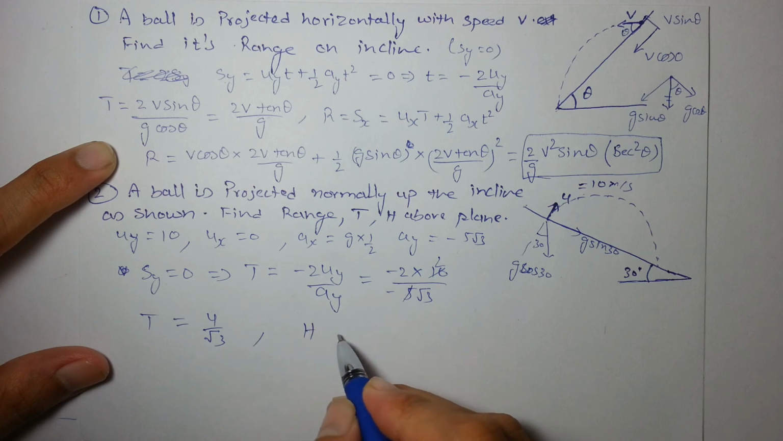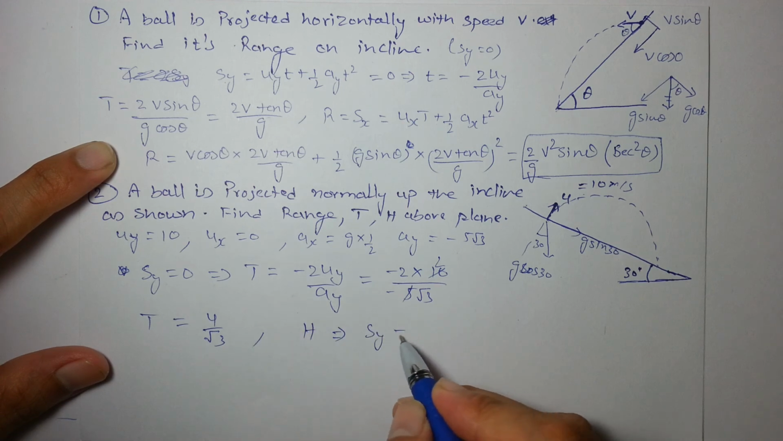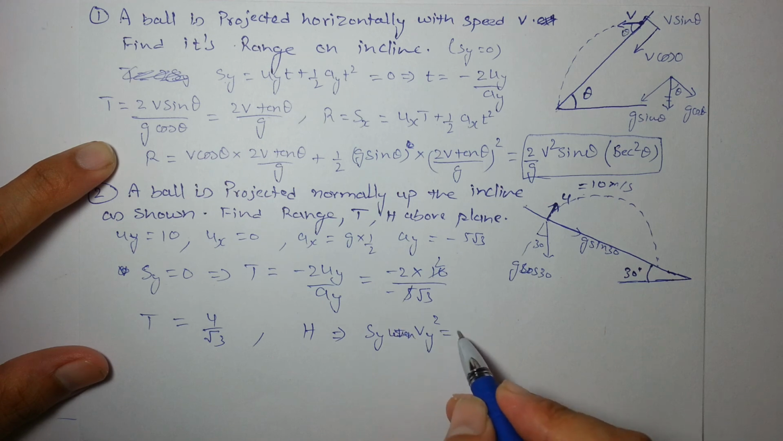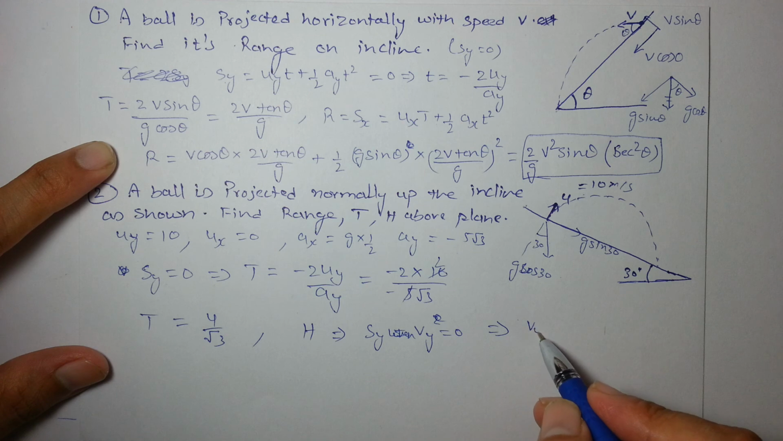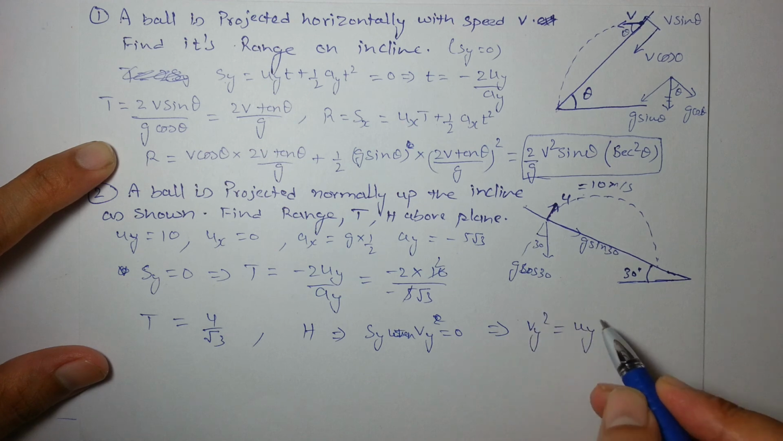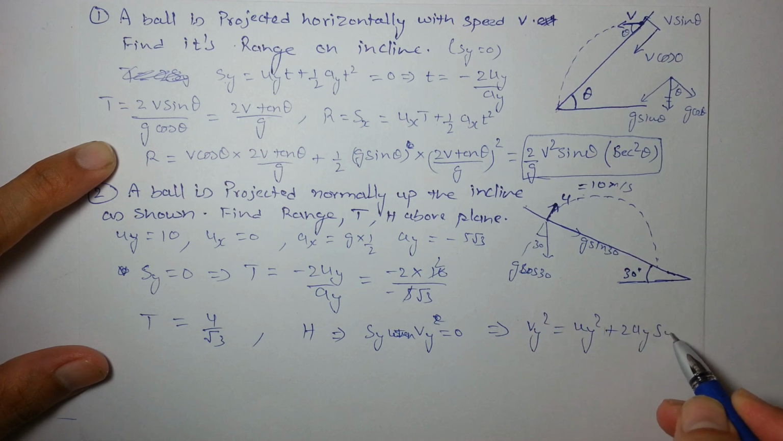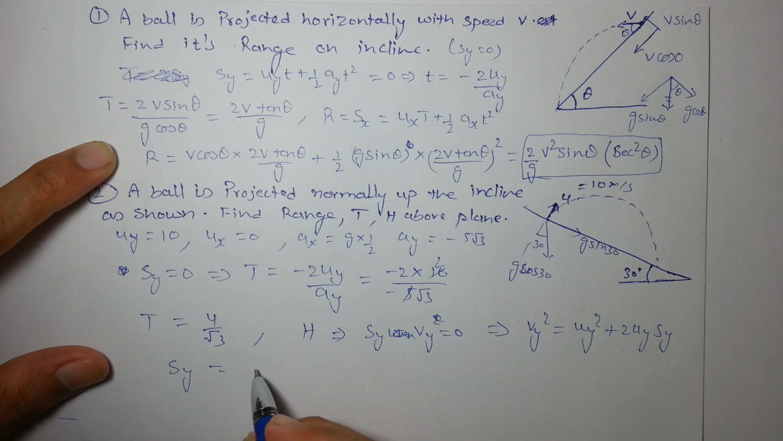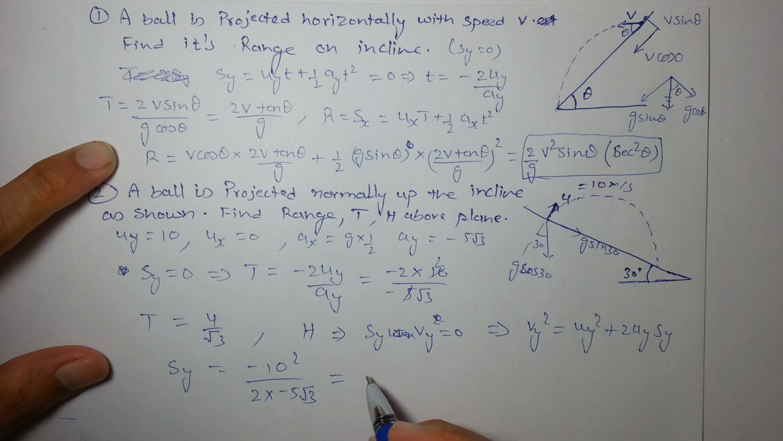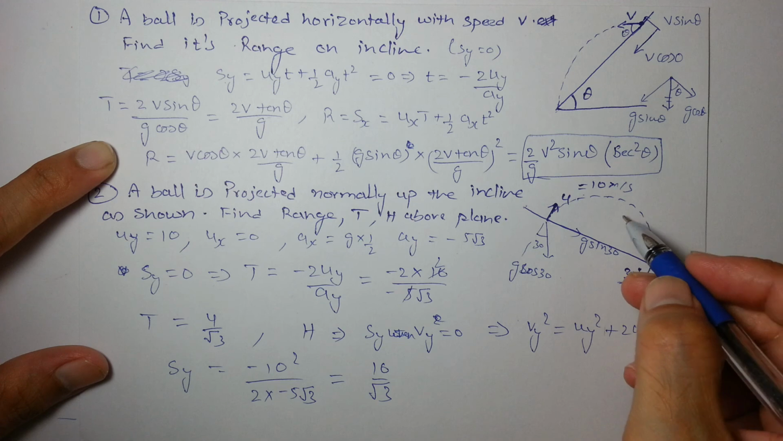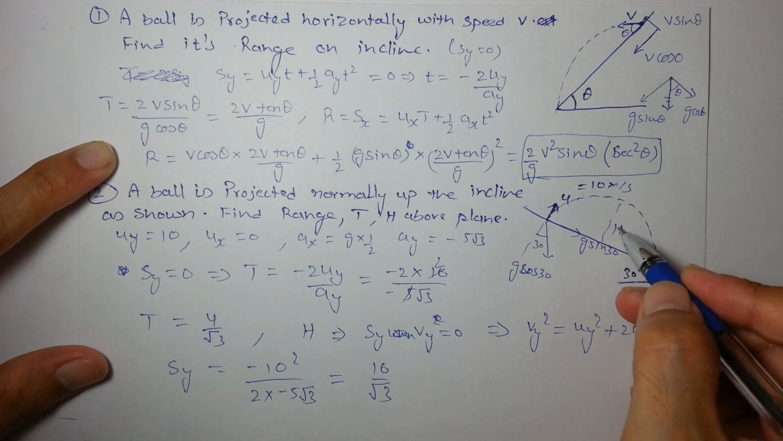What about height? Height is sy when vy equal to 0. So use the third equation, vy square is equal to uy square plus 2 ay sy. We get sy as minus uy square, which is 10 square, by 2 ay, which is minus 5 root 3. So that will give you 100 by 10 root 3, that is 10 by root 3, as the maximum height above the incline.